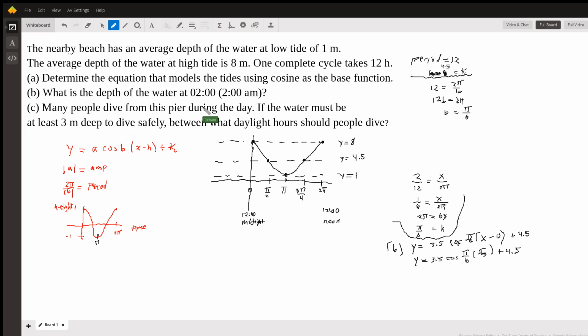And then, how many people dive? Many people dive during the day. The water must be at least 3 meters deep. Let's do a color change here, and we'll put something in here. Y is equal to 3. So we just have to figure out basically they can dive during this time, and they can dive during this time as well.